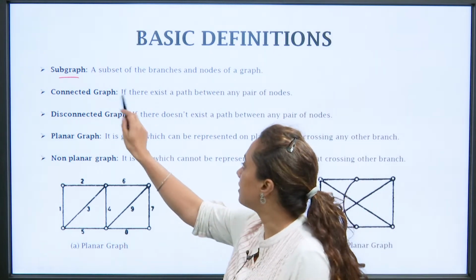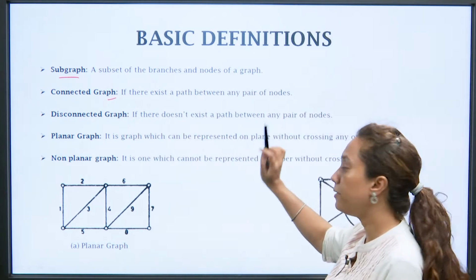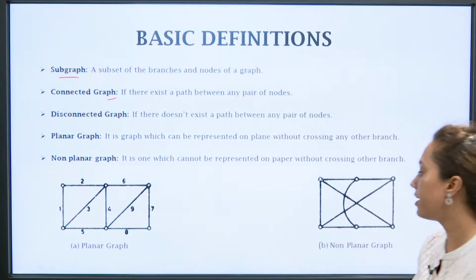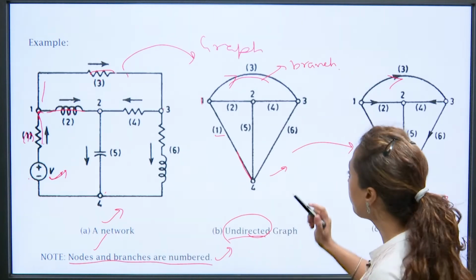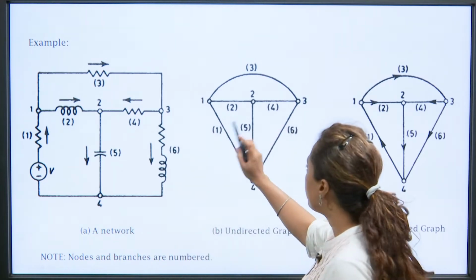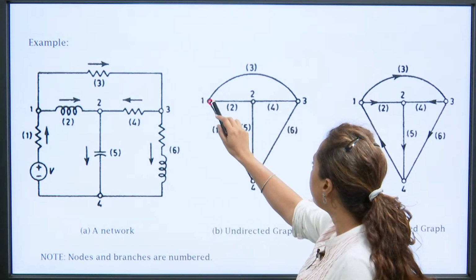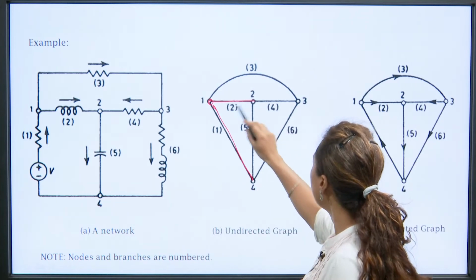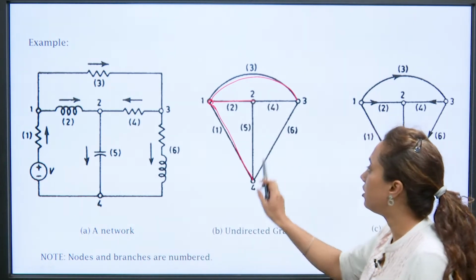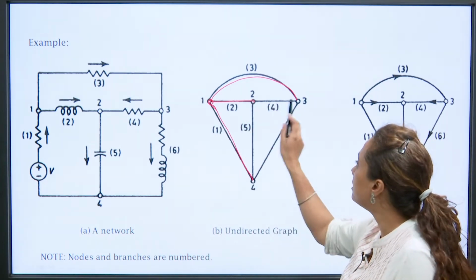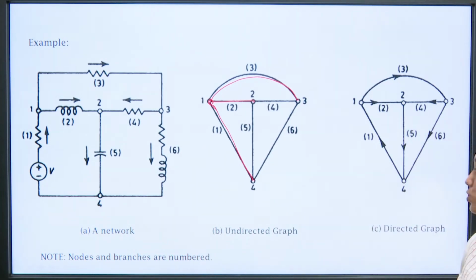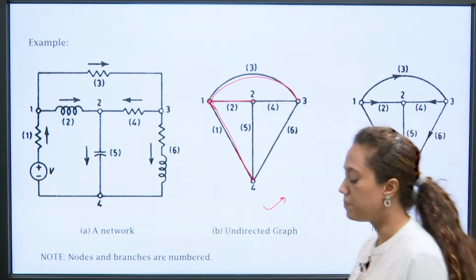Now what is a connected graph? If there exists a path between any pair of nodes, it means all the nodes should be connected with some branches. For example, if you go to the previous slide, this node is getting connected with this and this one also, right. There are 4 nodes, this first node is connected with the other 3, this second node is connected with 1, 3 and 4. So in this way all the 4 nodes are connected with each other. So this is called the connected one, right.